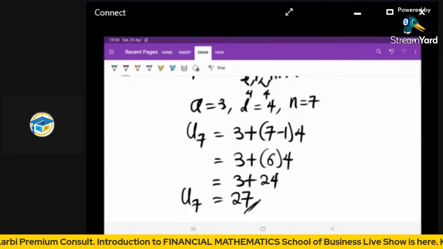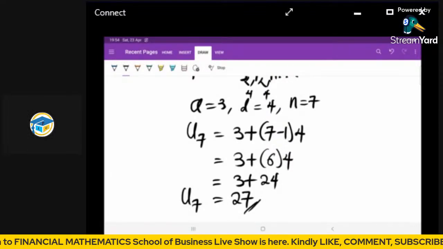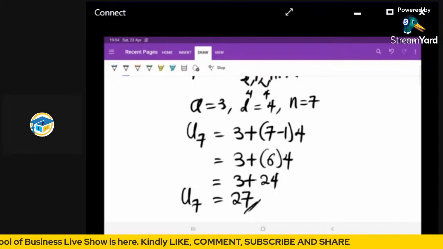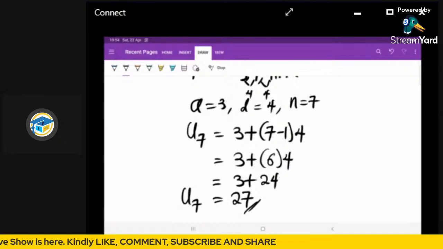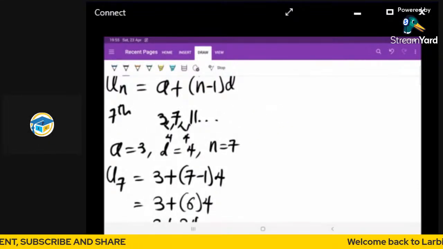So that is the concept about what? Arithmetic progression, or mostly in other books you can see that it's called AP as a shortcut form of this concept. I hope that is clear. So let's try another example so that we are good to go in that case.